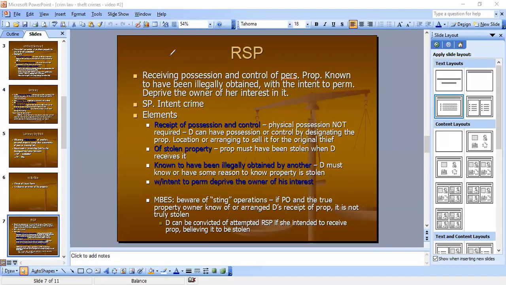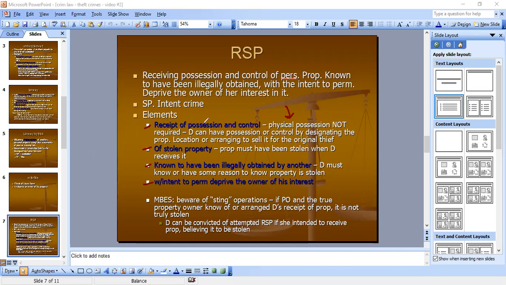Now, let me get a color here. I don't want black. I'll probably do red. Okay, so element, element, element, element. I set up my lecture to show you what the elements are, and the little side notes here are really for MBEs. A lot of these little side notes come from the MBE.